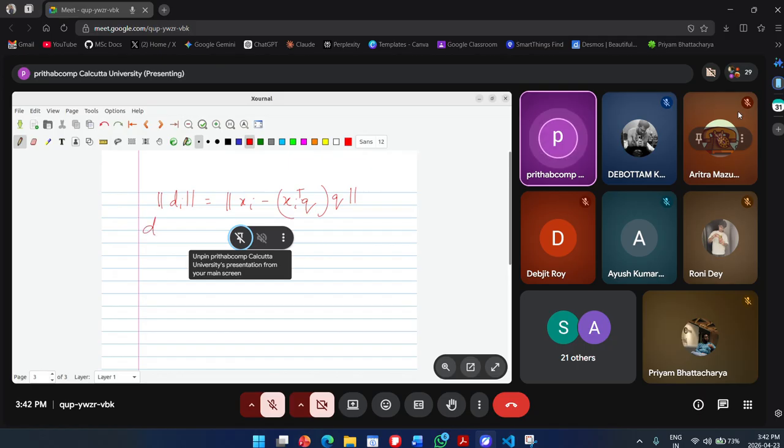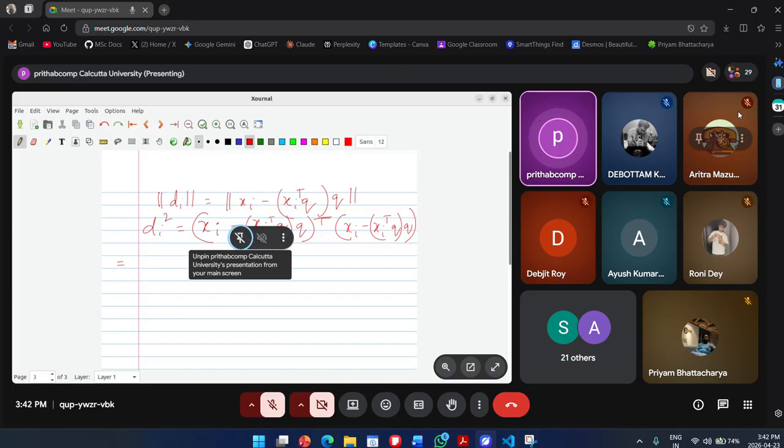okay? So when I write it as di square, we can write it in this fashion now: xi minus xi transpose q into q, this entire thing transpose, into squaring it, right? Squaring it means we can always write it as that particular element transpose and that element. So again, xi minus xi transpose q, q.